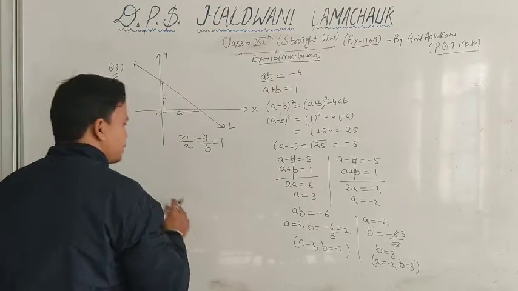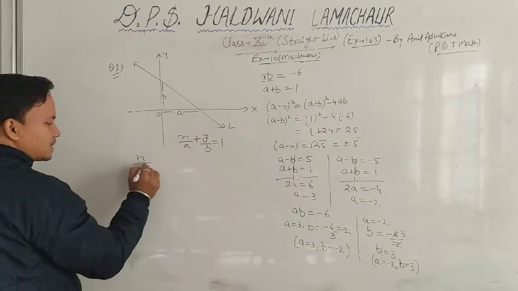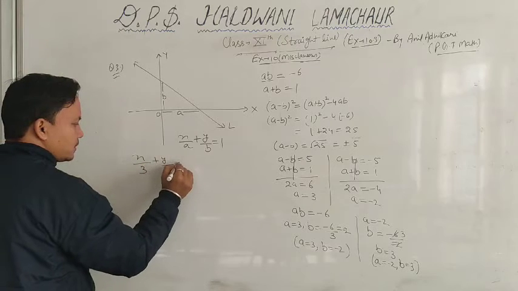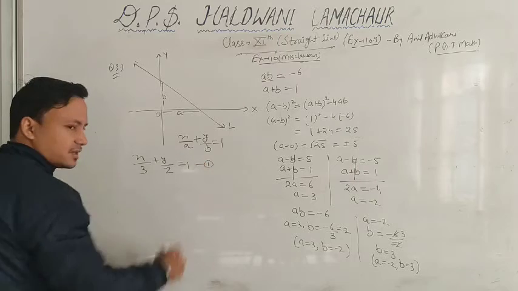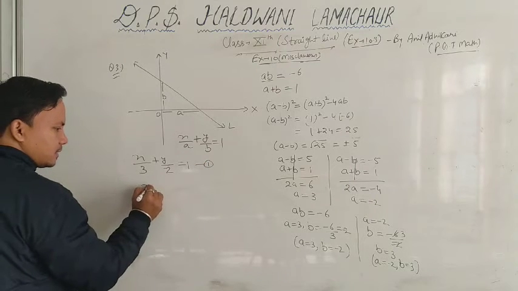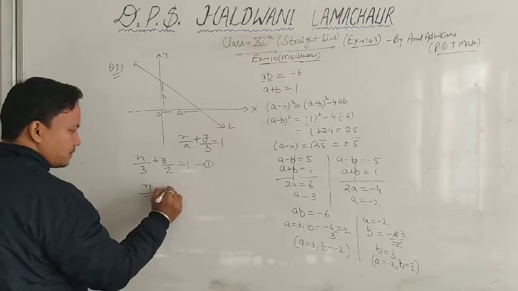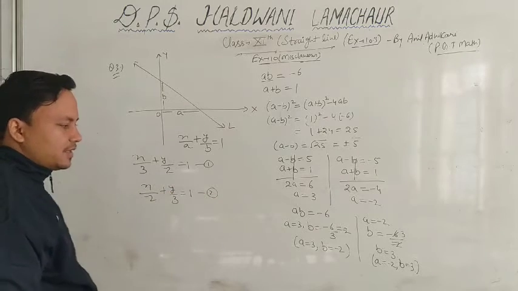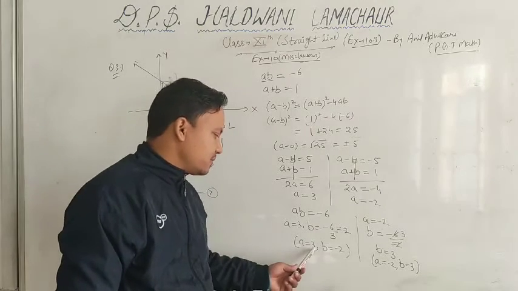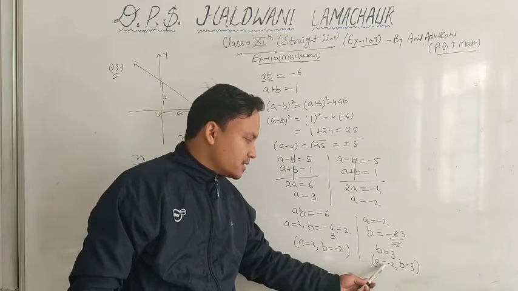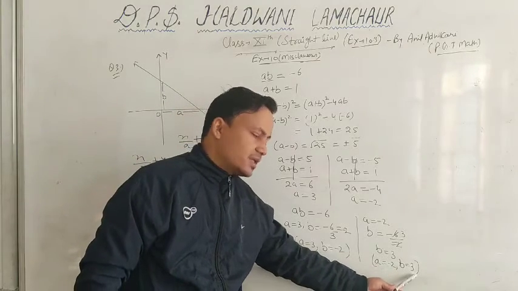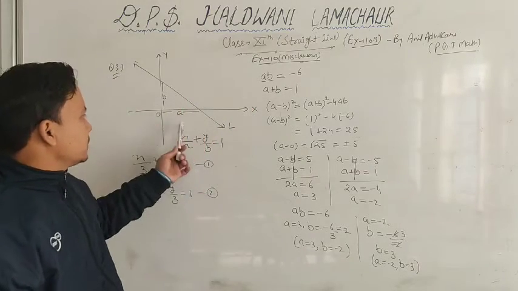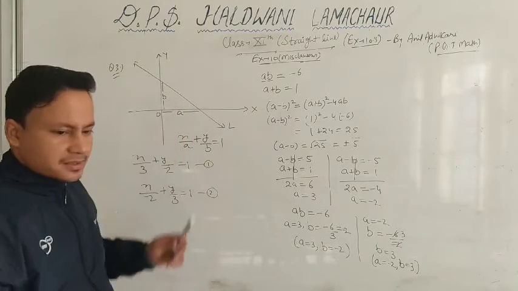So the required equations of the straight line will be x upon 3 plus y upon minus 2 is equal to 1. This is the first equation, and the second is x upon minus 2 plus y upon 3 is equal to 1. In the first case A is 3 and B is minus 2, and in the second case A is minus 2 and B is 3. So these are two pairs of values of the intercepts cut by the line on the coordinate axes.